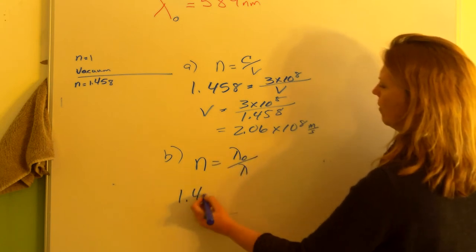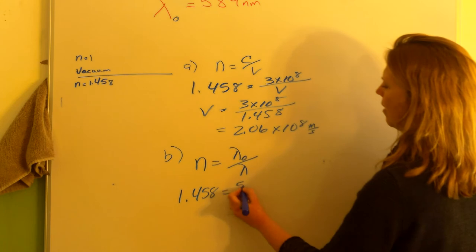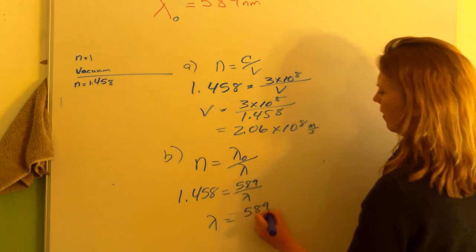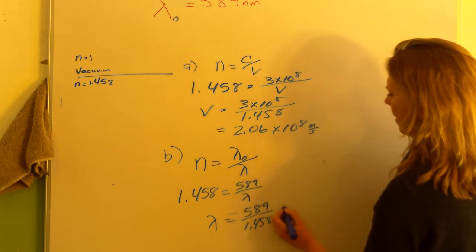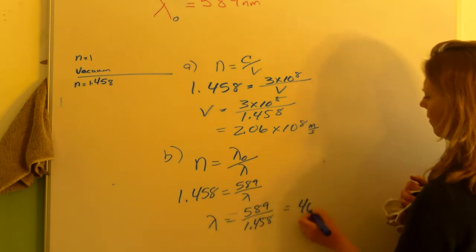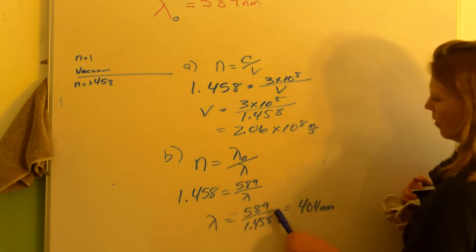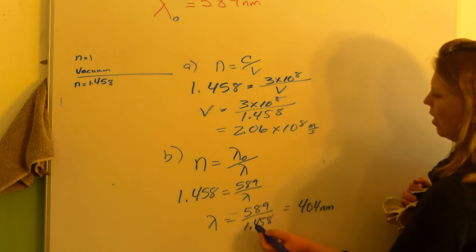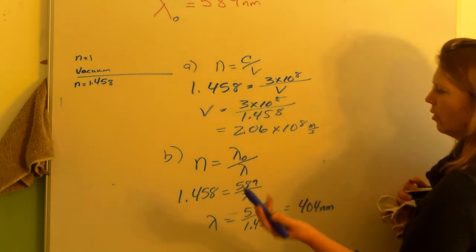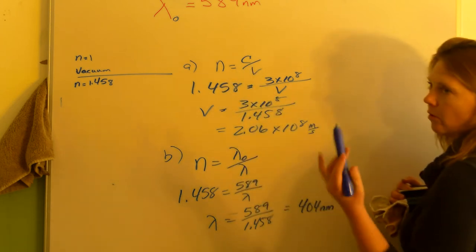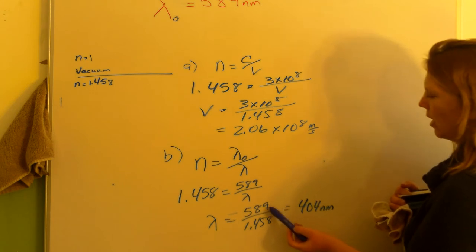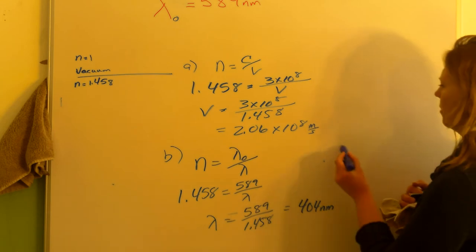So 1.458 is equal to 589 over that. And that turns out to be 404 nanometers. Okay, so notice that I didn't change the units here. N, by the way, doesn't have units. This would be meters per second over meters per second, so the units cancel. This is nanometers over nanometers, so the units cancel. I didn't have to multiply by 10 to the minus 9. I just kept this in nanometers, and my answer ended up in nanometers.